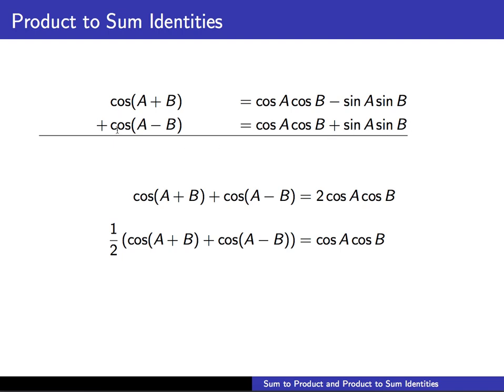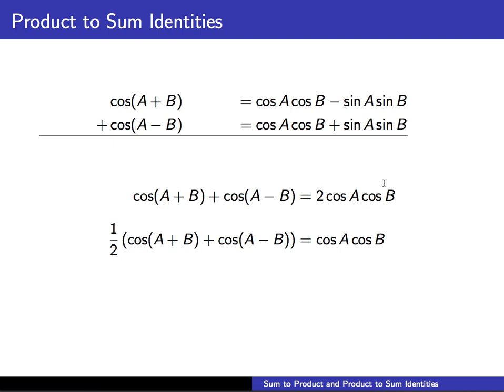So if we add these two results together, on the left-hand side, cosine of a plus b plus the cosine of a minus b, the b's don't cancel out because they are arguments of the cosine function. But on the right-hand side, the sine a sine b that's negative cancels out the sine a sine b that's positive. So these expressions will cancel out, but cosine A cosine B plus cosine A cosine B is 2 cosine A cosine B.